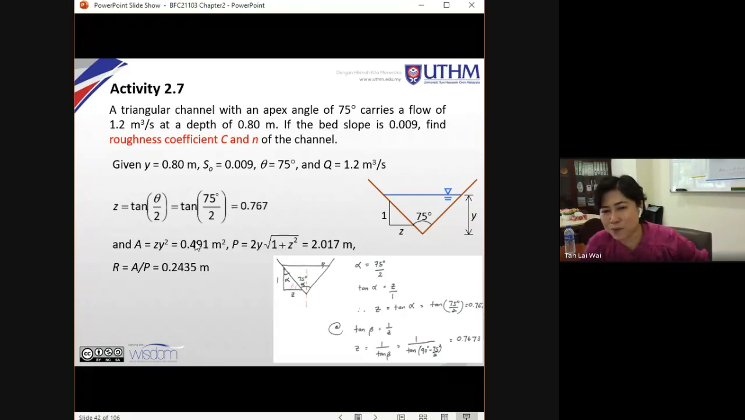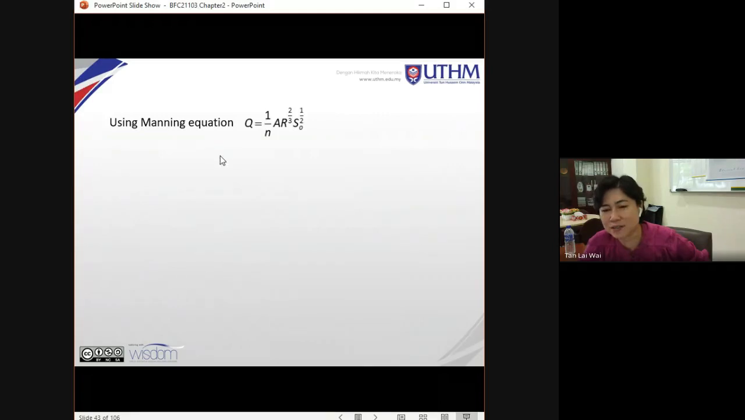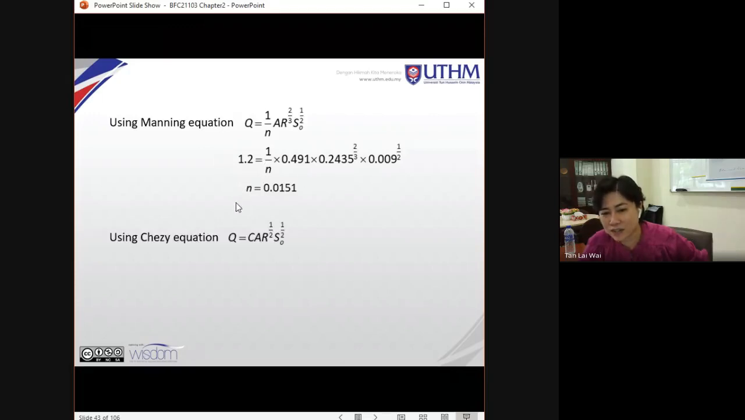Bear with me for another few minutes, and I'm going to finish this up first. So the Manning equation is given as that. Since the Manning coefficient is given, you need to find the Manning coefficient. You need to use the Manning and Chezy equations to solve this because you also need to find the Chezy coefficient. So Manning is 0.015, which is actually concrete lining. That means you will expect the channel is a concrete channel. So for the Chezy equation, you are going to get 52 point something.